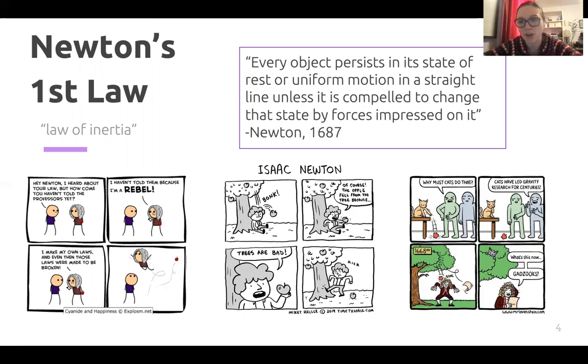I threw a few comics in there because there's a lot of people that joke about Newton and the first law. So take some time and look at the cartoons because I like them.